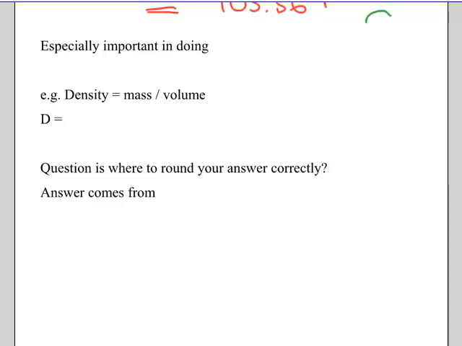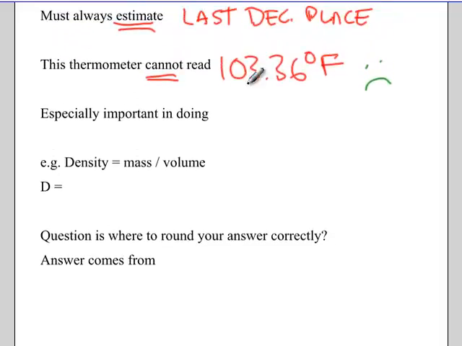So having the correct number of decimal places, having the correct number of digits in a reading from the lab is going to take us to our next topic, which is important when we start doing calculations with those numbers. So for example, one of the calculations you're going to do in the lab is measure the density, which is defined as the mass divided by the volume.